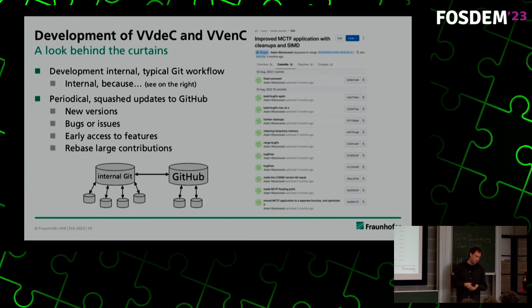And I also think not everyone at HHI might be comfortable being a public developer. But all of the stuff that we have internally eventually goes to the public repo, either for new releases, to fix bugs or issues. If we develop a big new feature, we would push it. And if someone were to make a large contribution, of course, we would rebase the code.